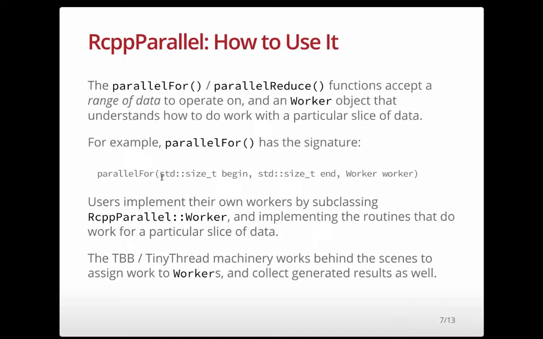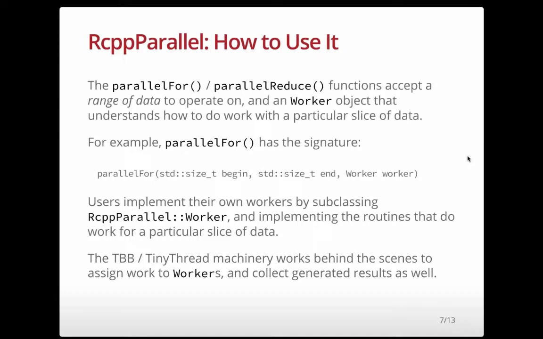For example, the ParallelFor function, and I should reiterate that this is a C++ function, not an R function, so hopefully you have a bit of familiarity with C or C++. This is just the signature of a function called ParallelFor. It's accepting a begin and an end index, here the size_t parameter being an index type, and worker being the worker object I briefly discussed before. So you're going to give this ParallelFor algorithm a range to operate on and a worker that knows how to do work within that range.